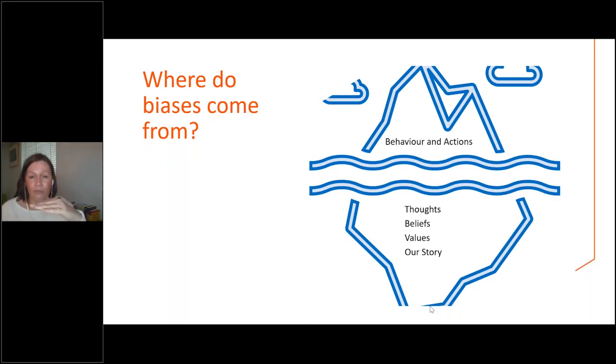Now that watermark, that water line on the model will rise and fall depending on how much time you spend with an individual to get to know them or a group of people. But for today, let's stick with a pure model of 10 to 20% is visible and 90 to 80% is hidden from view. So if we think about a person, what do we actually see?